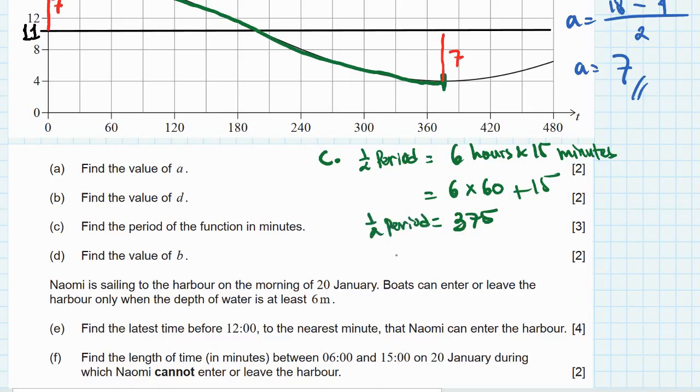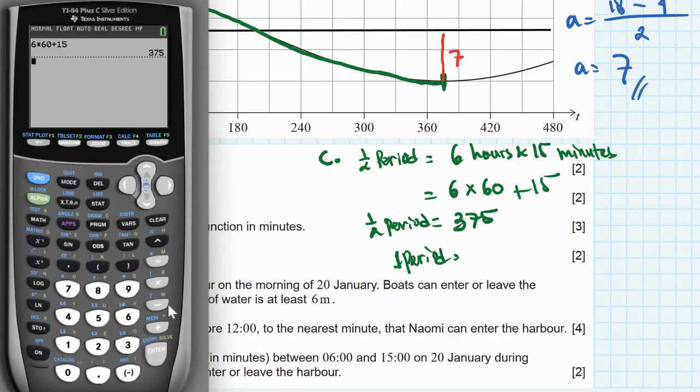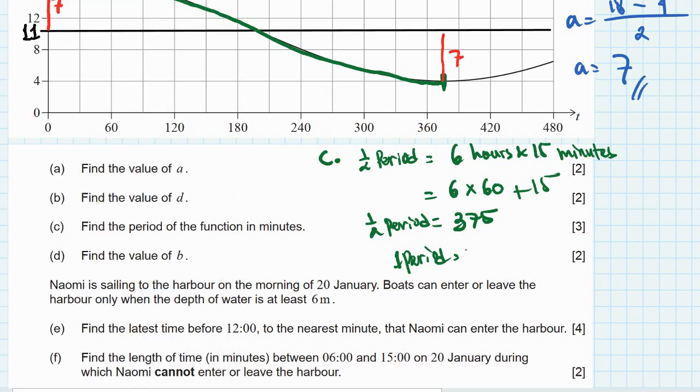The full period, in one period, we have to multiply it by 2, equals with 375 times 2. The answer times 2 equals with 750. So one period is 750 minutes. This is question C.